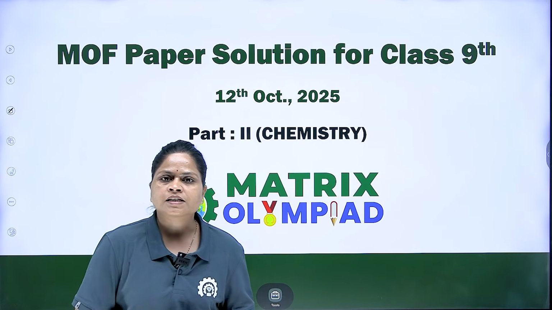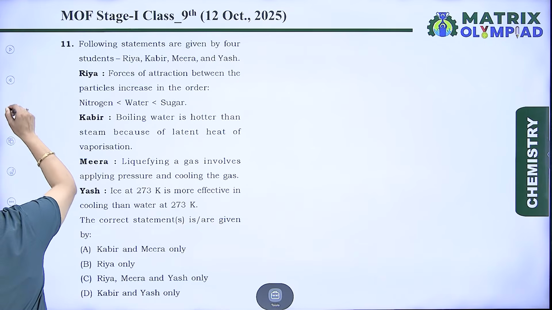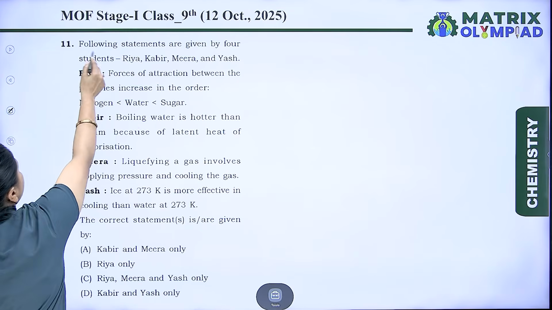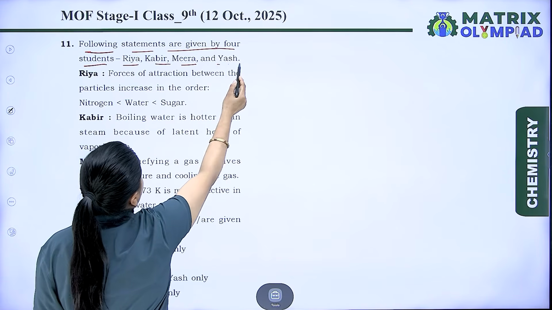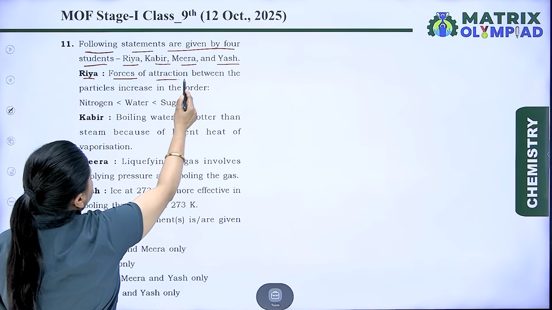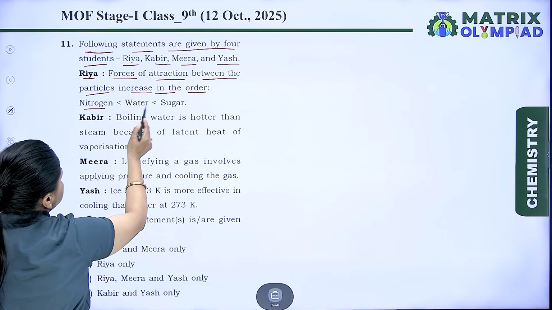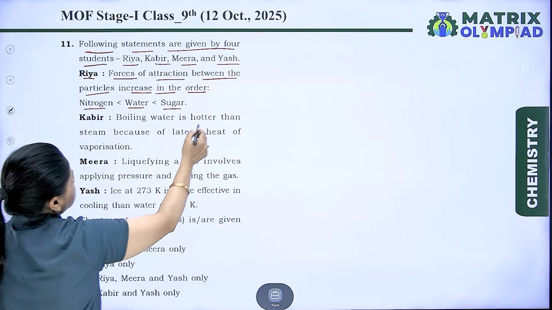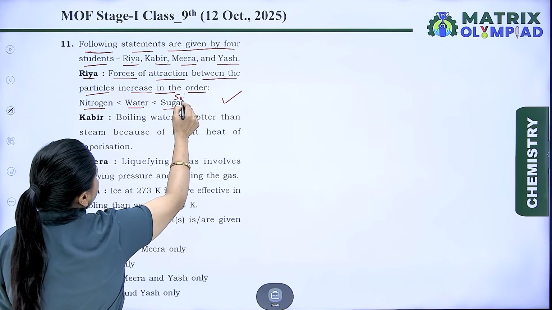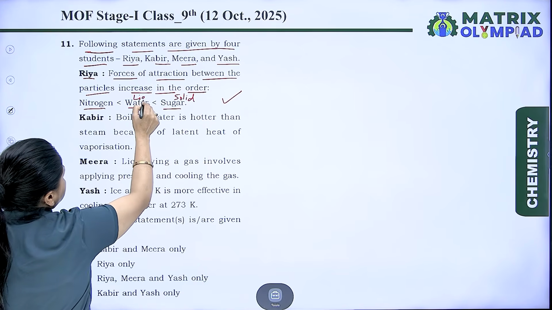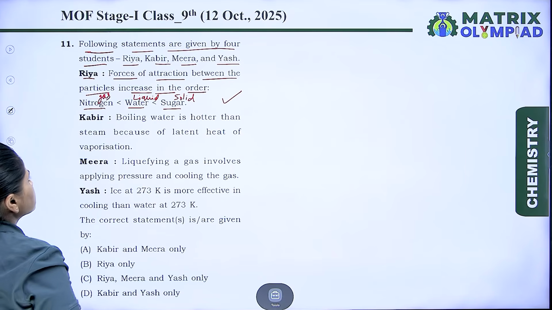Hello everyone. Now we are going to discuss part 2, chemistry for class 9th. Let's take the questions. Following statements are given by 4 students, Riya, Kabir, Meera and Yash. Riya: forces of attraction between the particles increases in the order nitrogen, water, sugar. Yes, she said correctly because sugar is in the solid state, water is in the liquid state and nitrogen is a gas. So she said correctly.